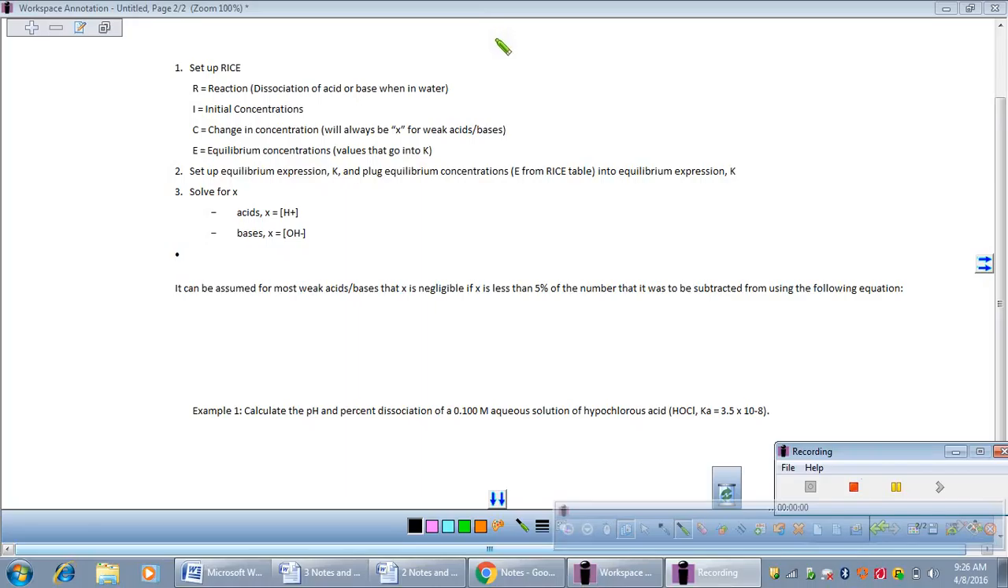Work on weak acids and bases. Remember, if it's a weak acid or base, it doesn't completely dissociate. It only partially dissociates, and so that means we have an equilibrium reaction. For example, NH3 is a weak base.